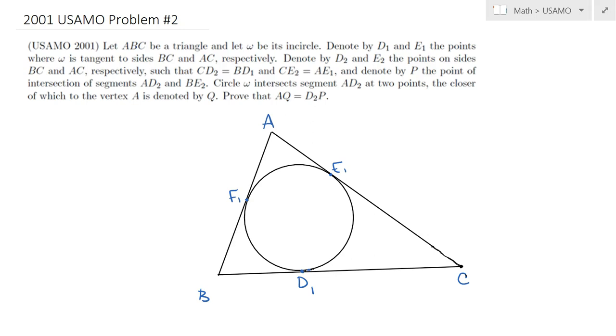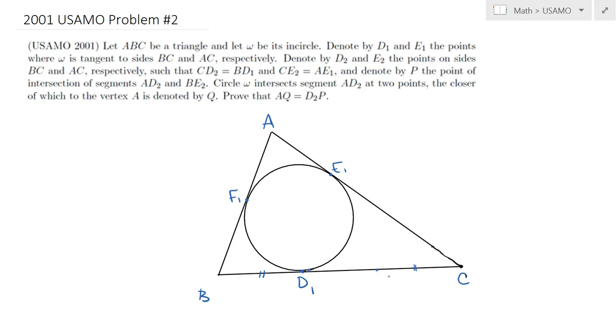We will denote by D1, E1 and F1 the touch points of this incircle with the sides of this triangle, and we will denote D2 and E2 as the points on the sides BC and AC such that CD2 is equal to BD1, and similarly... so let me start with that. So BD1 is this distance here, so CD2 will be probably somewhere here with the same distance.